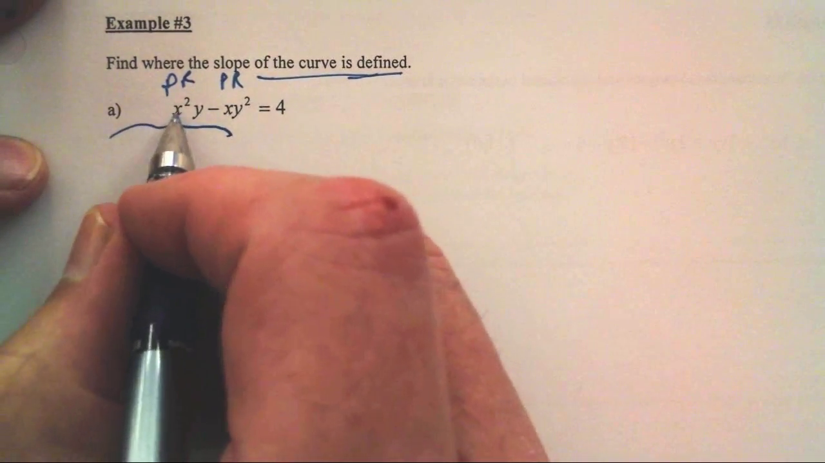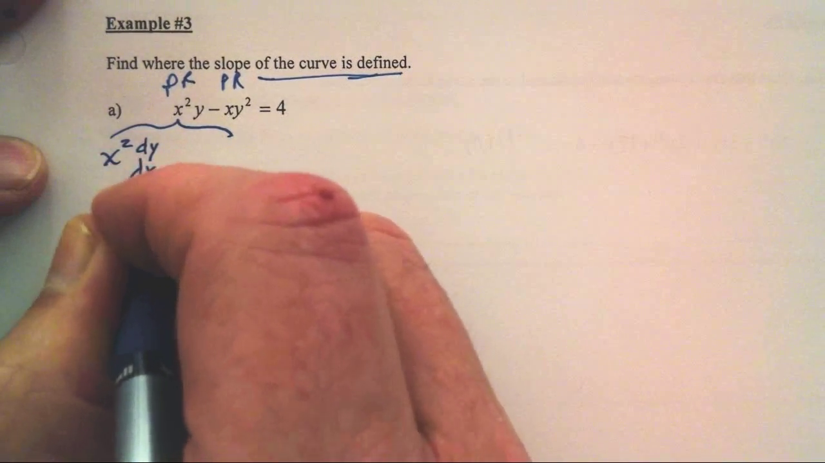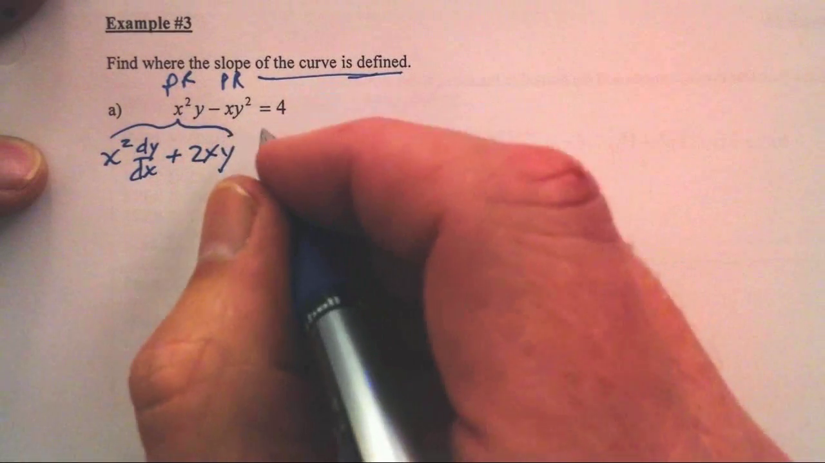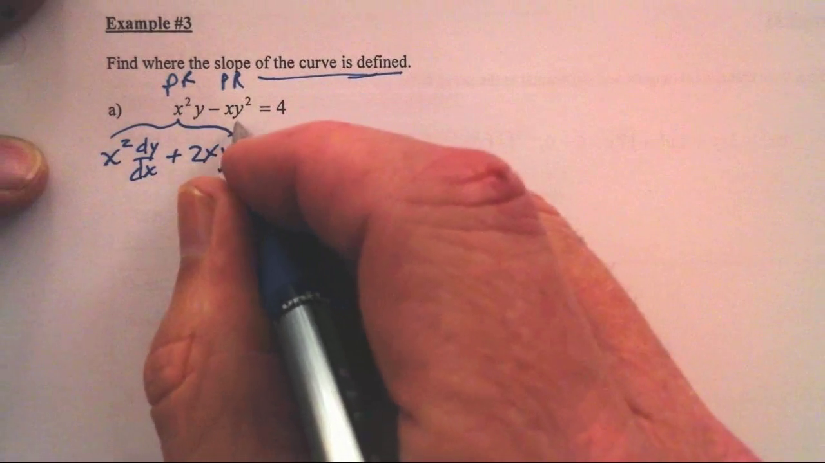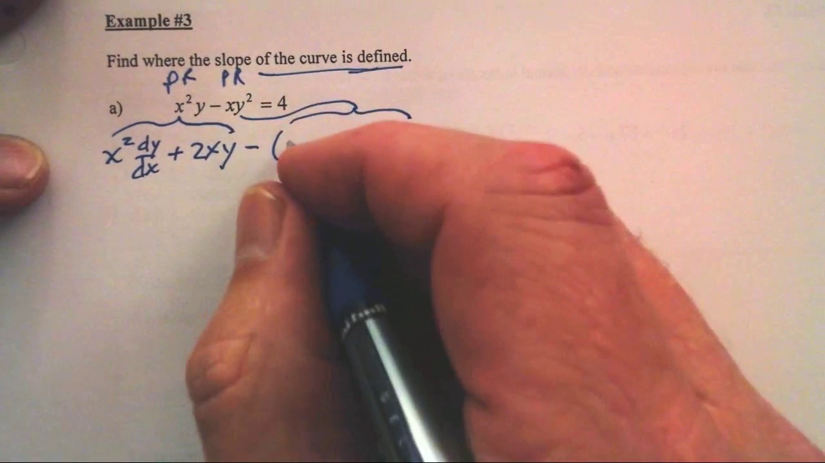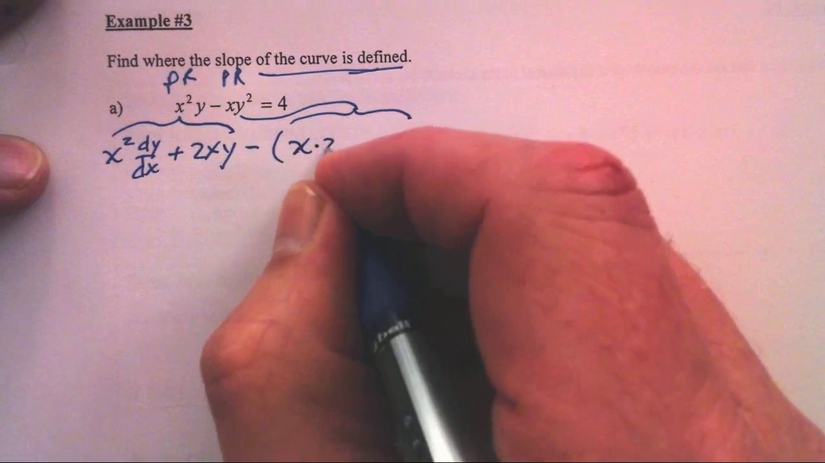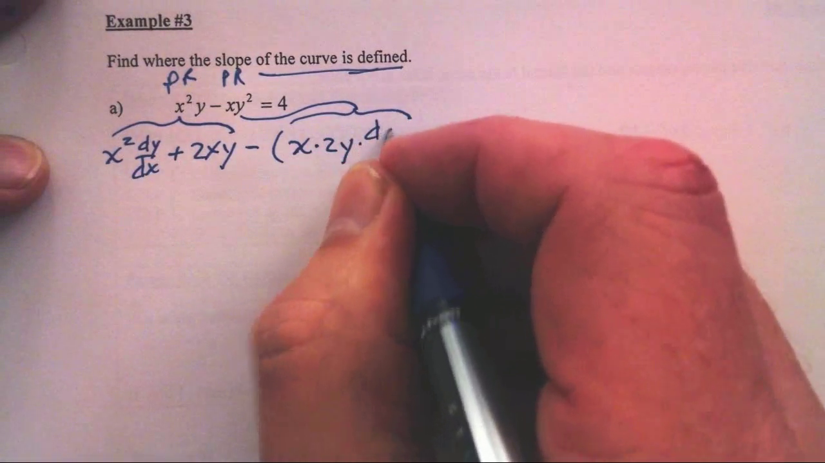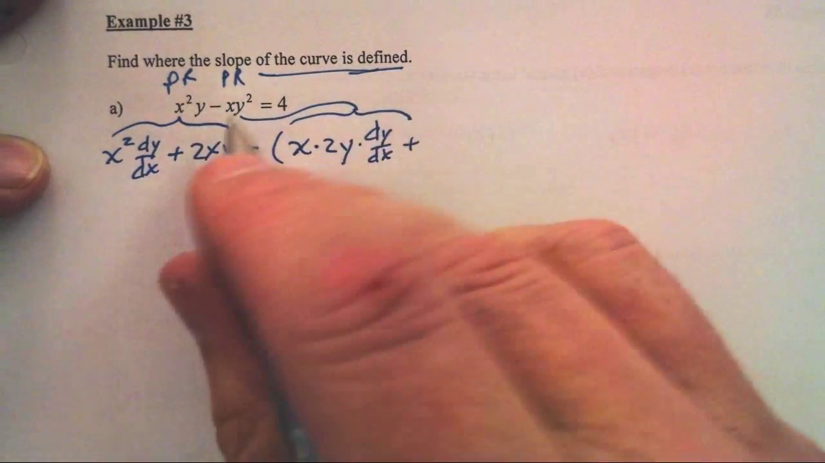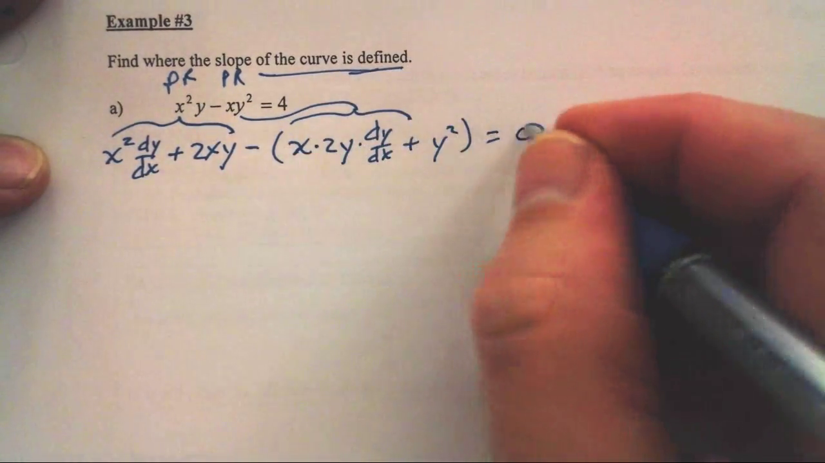I need the just plain first factor, x squared, times the derivative of the second, dy/dx, plus the derivative of the first, 2x, times the just plain second, y, minus all of the just plain first, x, times the derivative of the second, that's 2y to the first times dy/dx, plus the derivative of the first, 1, times the just plain second, y squared, equals the derivative of 4, 0. We're catching on to this.